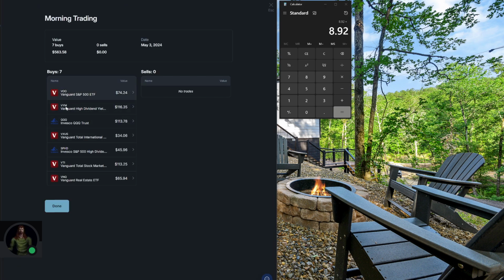So it automatically bought 74.24 in VOO, 116.35 in VYM, 113.78 in QQQ, 34.06 in VXUS, 45.96 in SPHD, 113.25 in VTI, and 65.94 in VNQ. All of these are pretty solid, and they're set up in my index fund pie. So it's going to invest in those until I reach the 80%, and then it'll start splitting different things out.